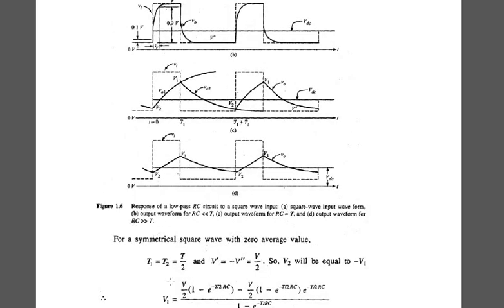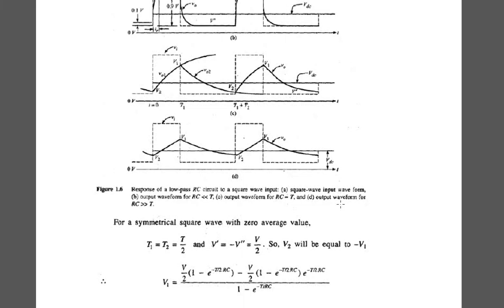So here we have considered symmetric values for the inputs. For a symmetrical square wave with zero average value, t1 is equal to t2 is equal to T by 2, and V1 dash is equal to minus V double dash. We have to substitute these in the voltages V1 and V2. Then you will get V2 is equal to minus V1 is equal to V divided by 2, into (1 minus e to the power of minus T divided by 2RC) divided by (1 plus e to the power of minus T divided by 2RC).